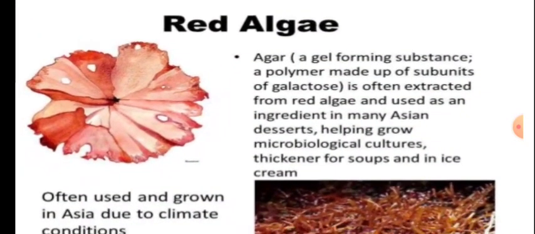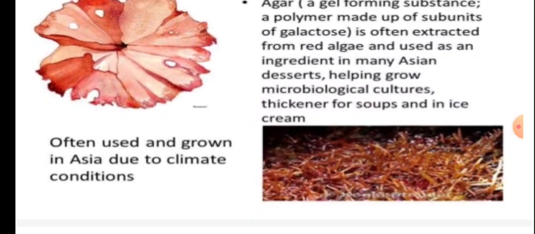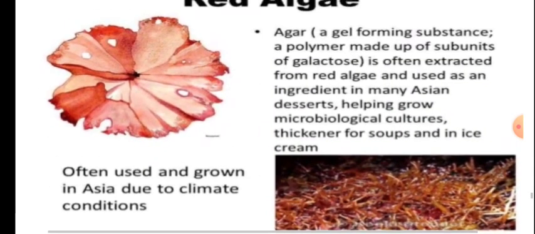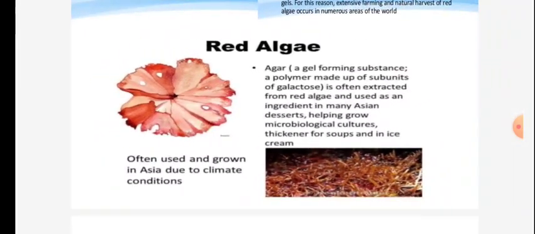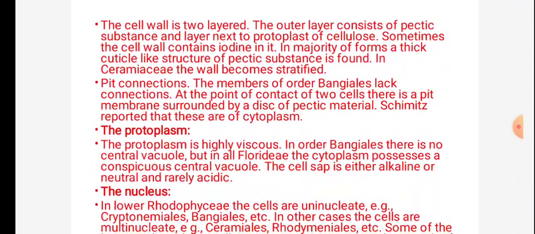In red algae, agar, a gel forming substance which is a polymer made up of subunits of galactose, is often extracted from the red algae and used as an ingredient in many Asian desserts, helping grow microbiological cultures. It is a thickener for the preparation of soup, and ice creams are there, often used and grown in Asia due to climate conditions. As nowadays there is mass cultivation.